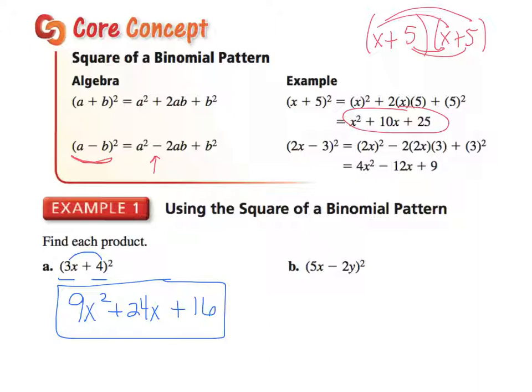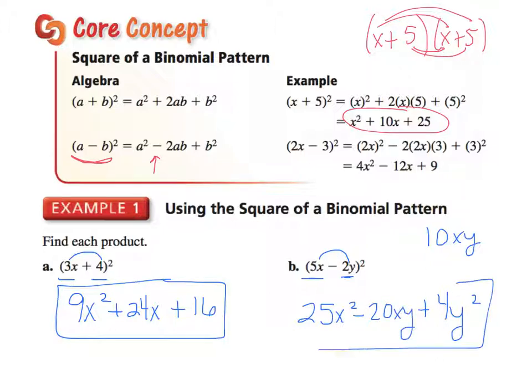Now in B, I do the same thing. 5x squared gives me 25x squared. 2y squared gives me plus 4y squared. Multiply them together. 5x times 2y, that's something new. You're going to get 10xy. Double it, I get 20xy. Now remember, since there's a minus, it's minus 20xy. And there's my answer. 25x squared minus 20xy plus 4y squared.